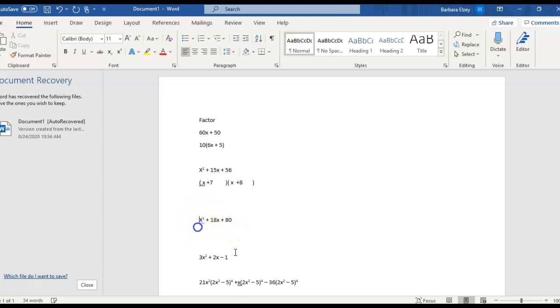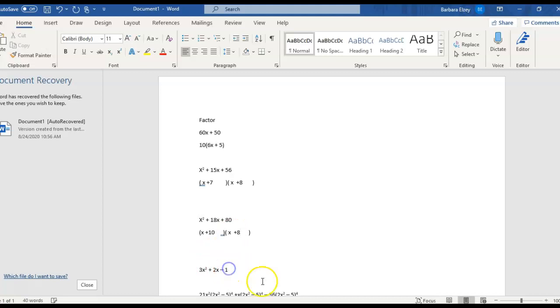Well, let's do the same thing to the next one. We need x and x as the first part of our two binomials. And then we need to think factors of 80 that add to 18. Well, the first one that probably comes to mind there, since it ends with a 0, is 10 and 8. And 10 and 8 does add to 18. So, positive 10 and positive 8. And it doesn't matter whether we put the 8 first or the 10 first.